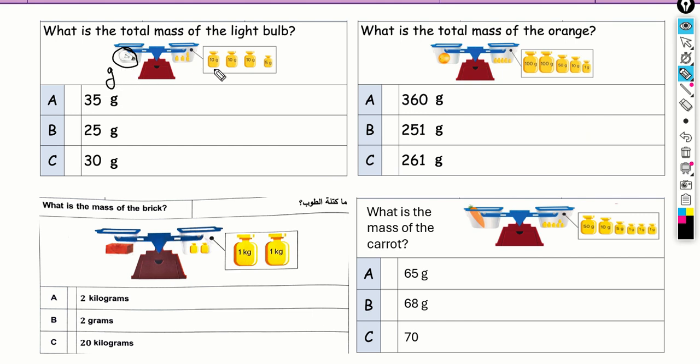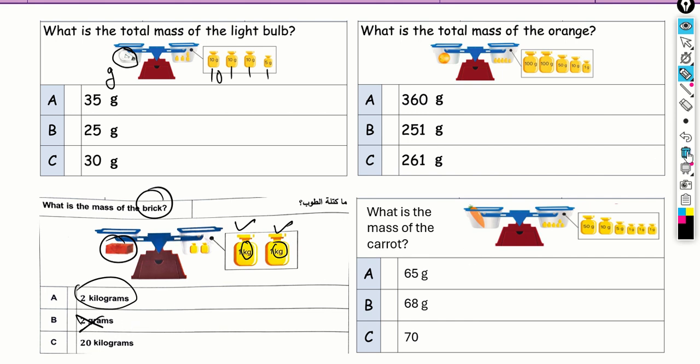Now how many grams? You will add from here, 10 plus 10 plus 10 plus 5. How much is this? Think about it. Similarly, you have a brick. If you see, the brick is heavy, so it's 1 plus 1. Now is it gram or kilogram? This is important. This is kilogram, right? So 1 plus 1, 2 kilograms, not grams. Do not give that answer.